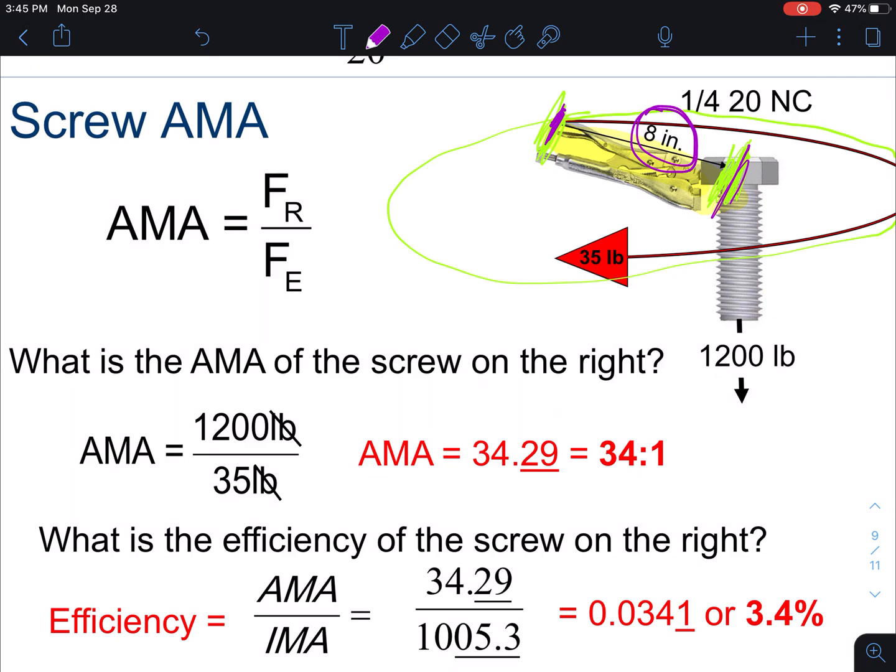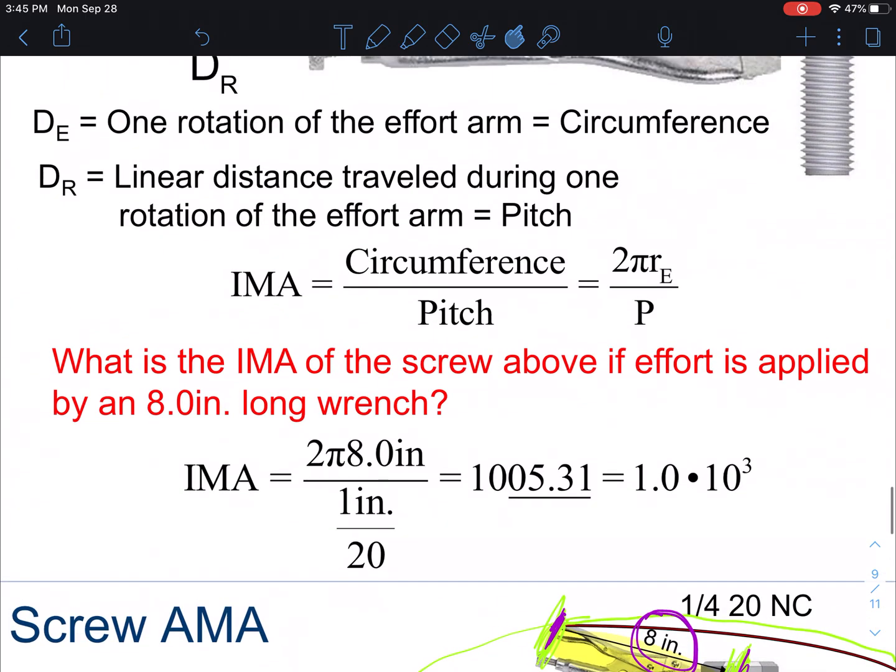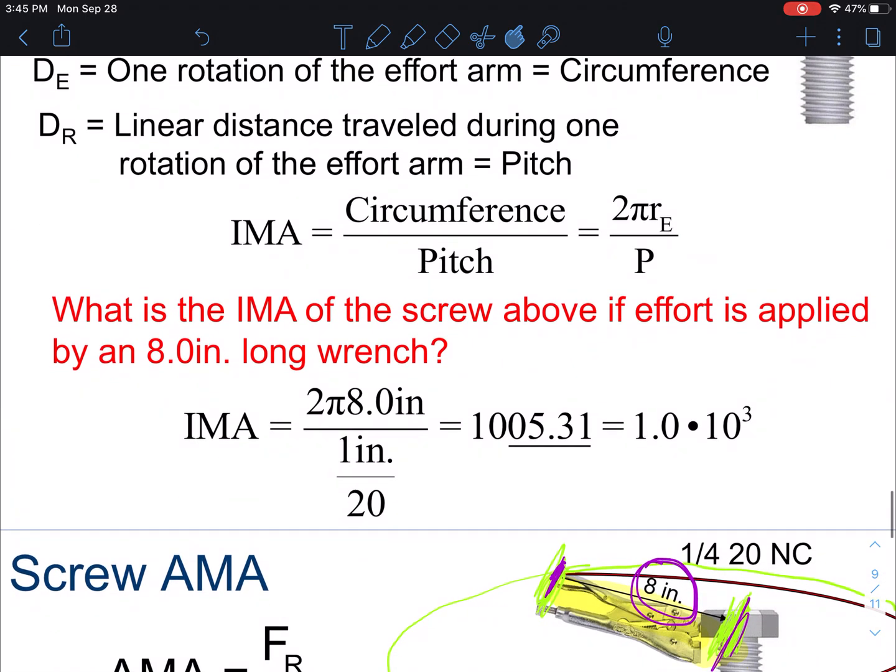Okay, so if I want to know the AMA, let's back up and do the IMA first. To calculate the IMA, we go 2 times pi times the radius. Okay, this number right here, we just said it's an 8-inch long wrench. That will give us the circumference of the circle, and then we divide that by the pitch. Circumference divided by pitch.